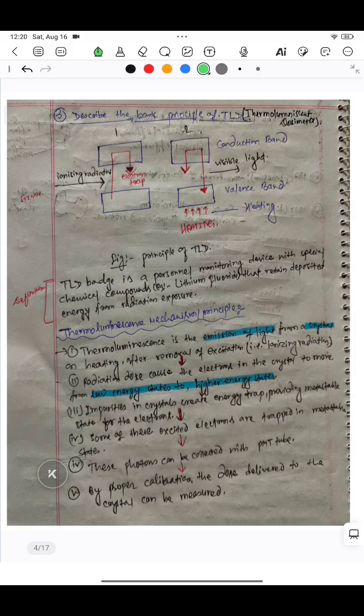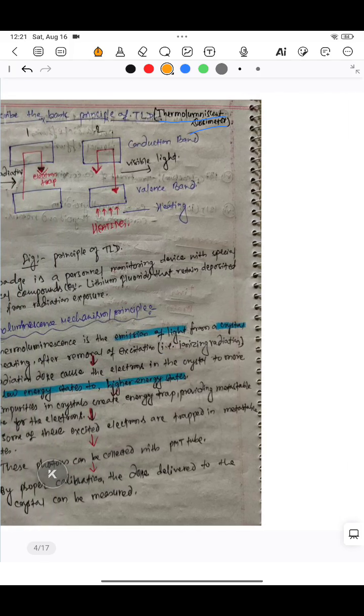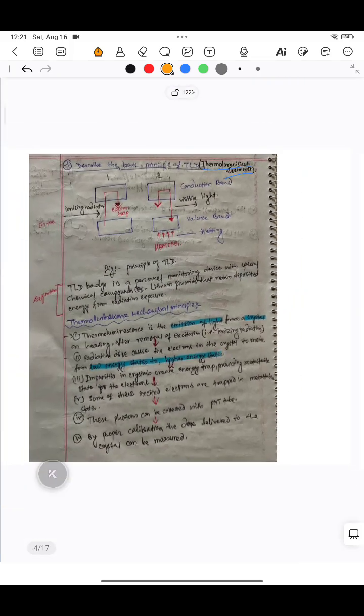What is the basic principle of the TLD badge? That is thermoluminescence dosimeter. So this is a figure which is described, and before this figure I would like to go to the next page.